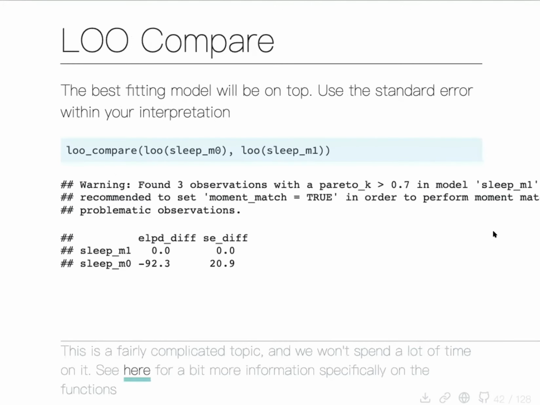Okay. We can also compare these. So we do LOO compare and compute the LOO on each of those. And we get this value, which we're going to interpret relative to the standard error. Okay, so we have -92, which is almost 4 times as big as the standard error. So this is saying that's pretty good evidence that M1 is the preferred model, right? The one up here.